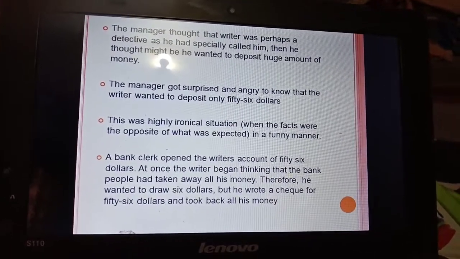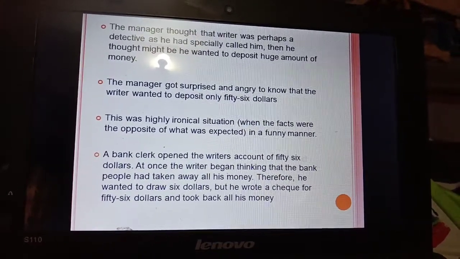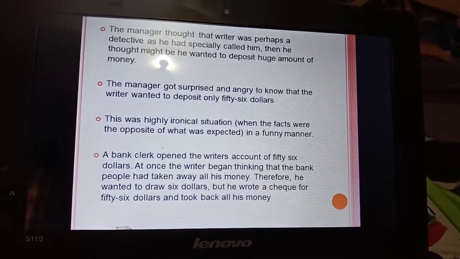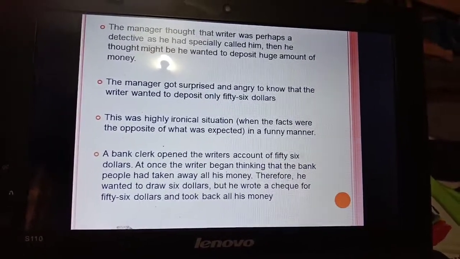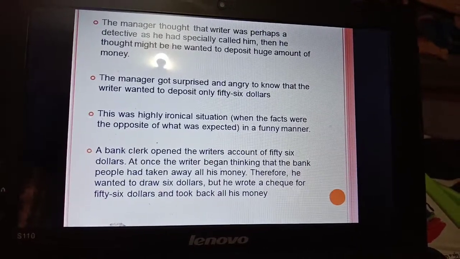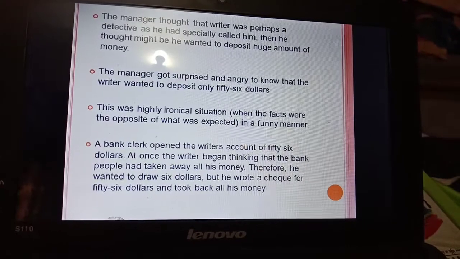So the manager got surprised and angry to know that the writer wanted to deposit only $56. This was a highly ironical situation. What is irony? An ironical situation is one where the facts are the opposite of what was expected, in a funny manner.